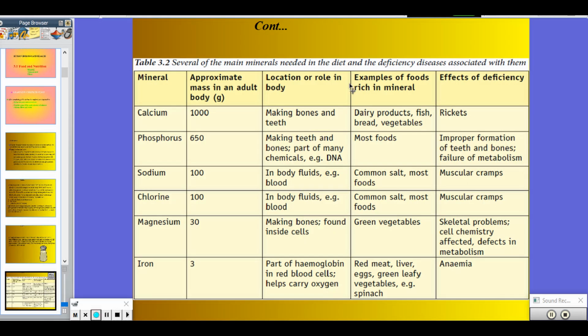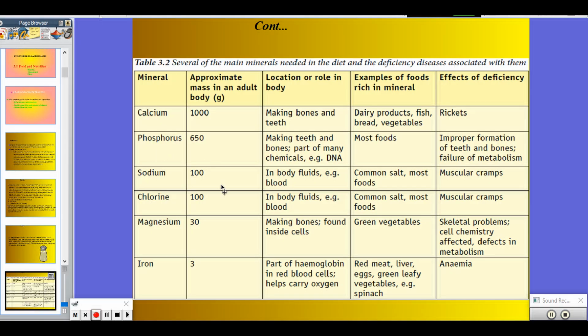It shows several of the main minerals needed in the diet and the deficiency diseases associated with them. Let's say the mineral calcium, whose approximate mass in an adult body is 1000 grams. Its main role is making bones and teeth. Its sources are dairy products, fish, bread, and vegetables, and lack of it leads to the deficiency disease rickets.